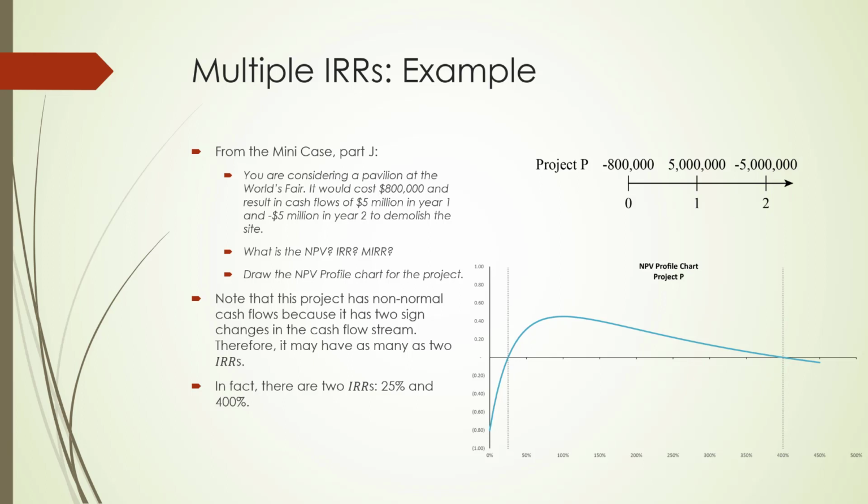Now let me note that your calculator will give you the 25%, but you have to find the 400% on your own. And the way I do it, if I know that there probably are multiple IRRs, is I simply set up a table in a spreadsheet with a whole long list of potential costs of capital, and I find the NPV at each one. And then I look for where the NPV is 0, and I know those are my IRRs.